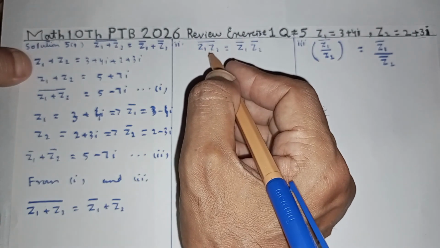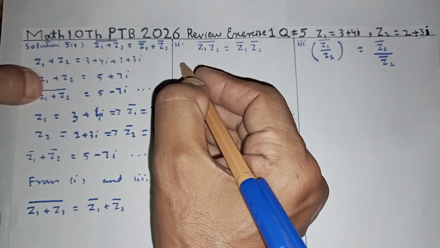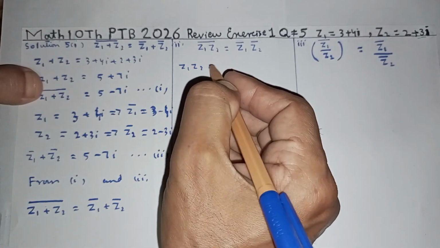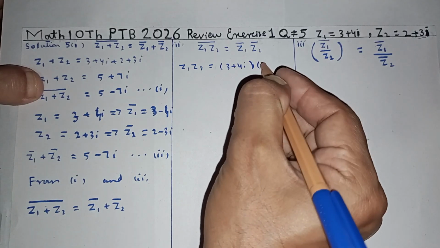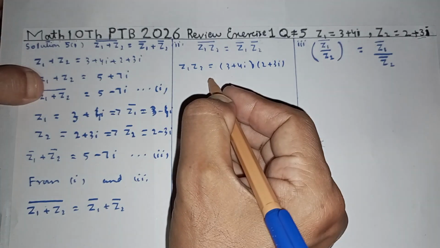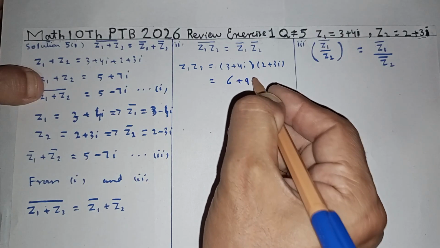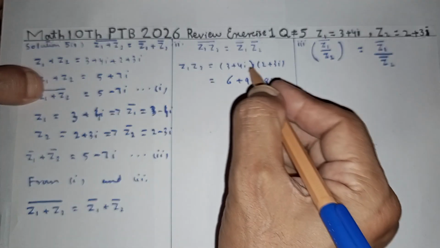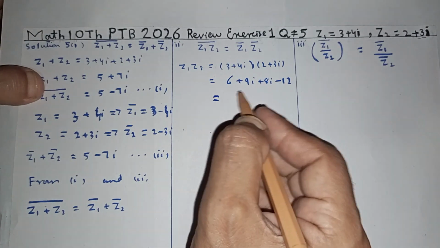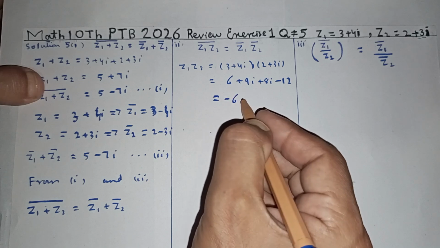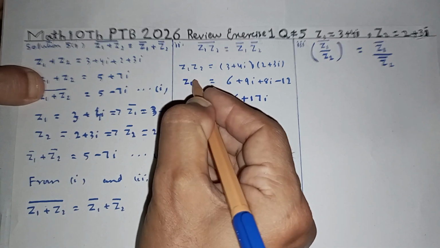Second part, z1 into z2 whole conjugate is equal to z1 conjugate into z2 conjugate. So let us start from z1 into z2. z1 is equal to 3 plus 4 iota and z2 is equal to 2 plus 3 iota. After multiplication, it will become equal to 6 plus 9 iota plus 8 iota plus 12 iota square, which is equal to minus 12. And finally, that is equal to minus 6 plus 17 iota. This is equal to z1 into z2.